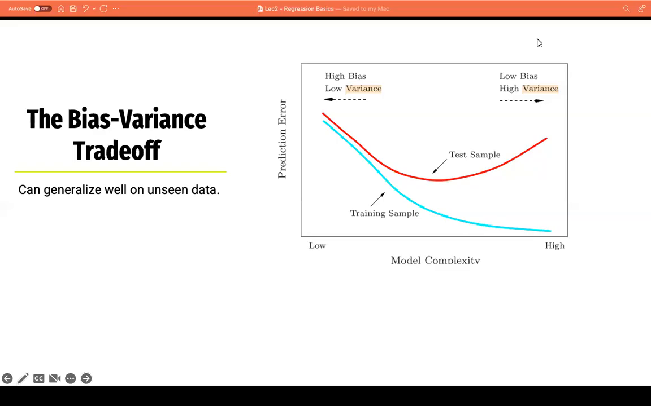Okay, so if we want to establish a good or an optimal model such that the model can generalize well on unseen data, so in other words, we achieve optimal performance both on the training and the test set, then we must establish a good bias-variance trade-off. So we can see here in the plot the training and the testing error as the complexity of the model increases. Okay, so the red line represents the test error, while the blue line represents the train error.